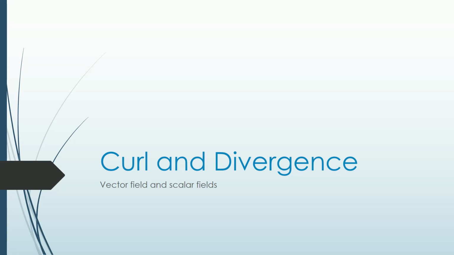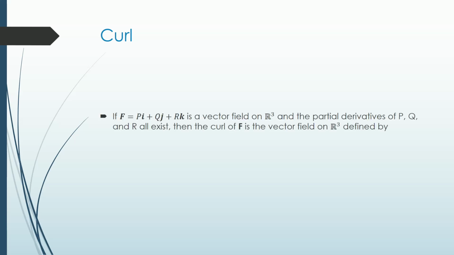Hello everybody. So, for today's video we're going to be talking about curl and divergence. One turns into a vector field and one creates a scalar field. But they're both acting upon vector fields. So keep that in mind. First aspect of these two is the curl.